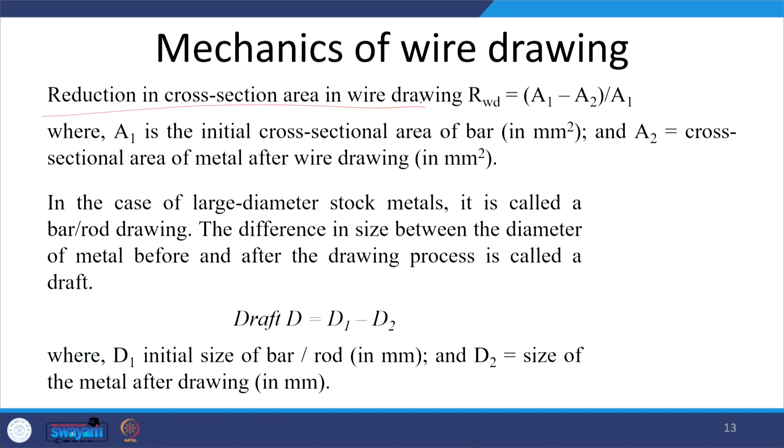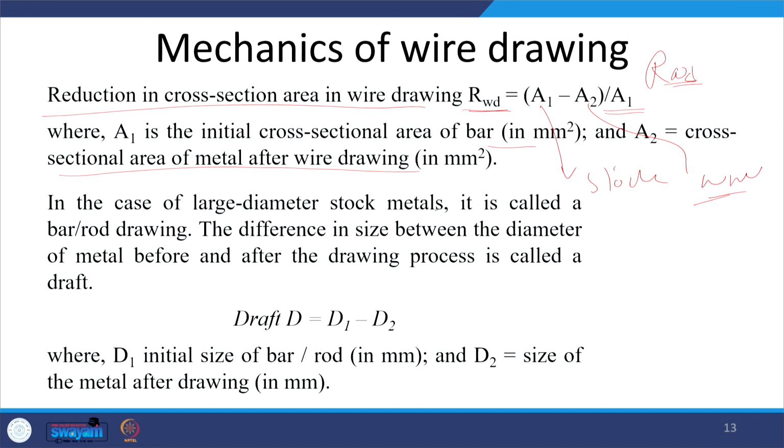So, the reduction in cross sectional area in wire drawing is expressed by RWD, where WD is for wire drawing. That is expressed by (A1 minus A2) divided by A1. This A1 is for the stock material which is being used and A2 is for the wire which is being produced. So, A1 is the initial cross sectional area of the bar and A2 is the cross sectional area of the wire produced after wire drawing. So, obviously A2 will be smaller than A1.